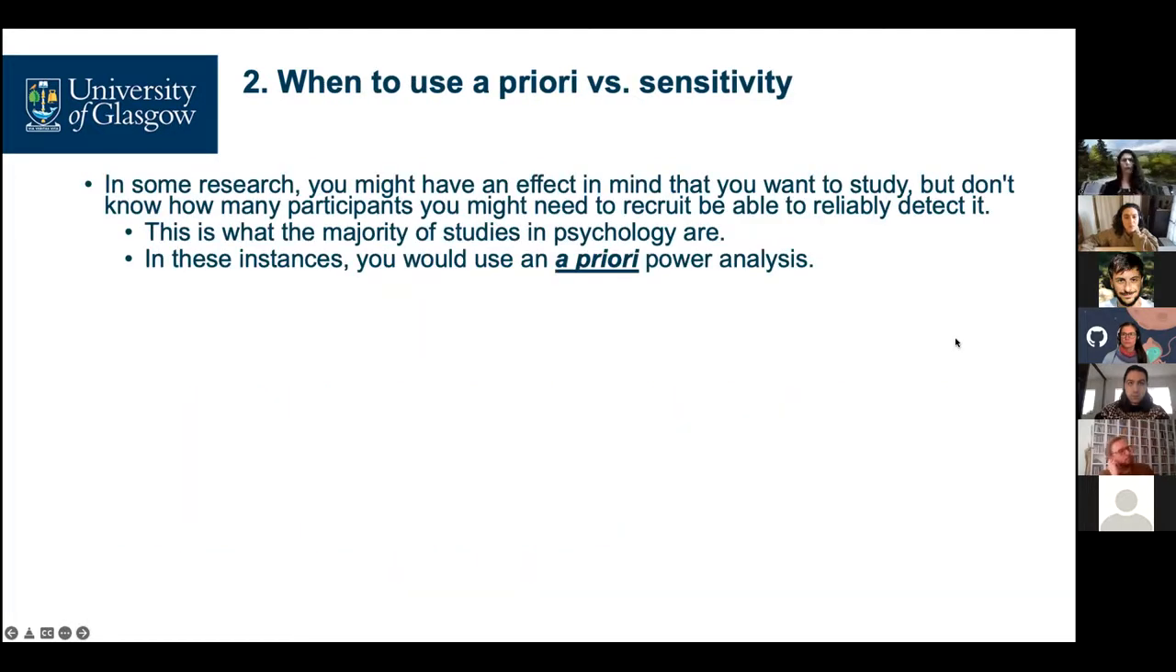Before I hand you over to this final slide, I'm going to talk about when to use which. In some research, you might have an effect in mind that you want to study, but you don't know how many participants you need to recruit. That is the majority of studies in psychology and in other sciences as well, and in these instances, you would use an a priori power analysis. Whereas something that's becoming more frequent in parts of research, especially because of big data, is the use of a sensitivity power analysis.